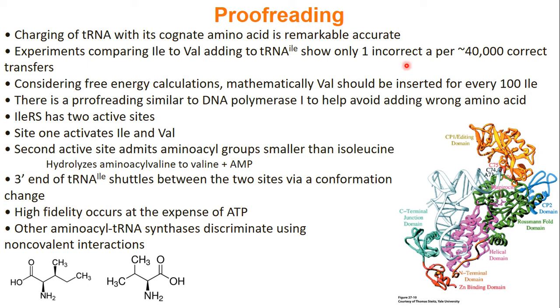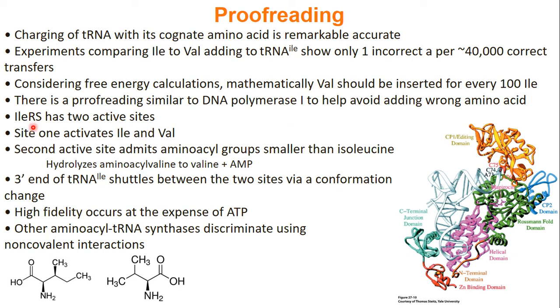If you do free energy calculations solely based on theory and mathematics, you would predict valine is inserted for every 100 isoleucines. So this is telling us that there is some proofreading going on to make sure we put on the correct amino acid, similar to DNA polymerase 1 once we actually looked at the mechanism.